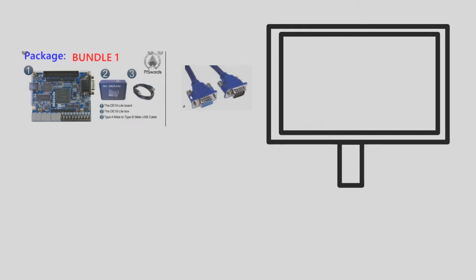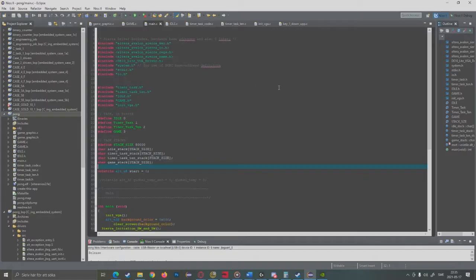As for the hardware, we have the DE10-Lite board with a type A male to type B male USB cable, which connects to the computer, and this VGA cable connects from this board to this screen, and that's my hardware.